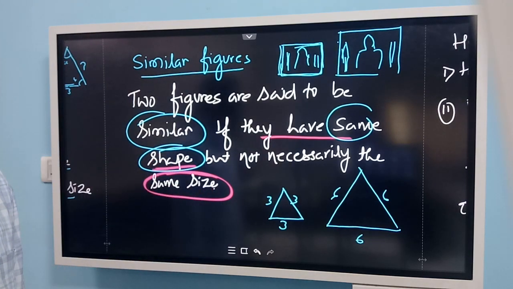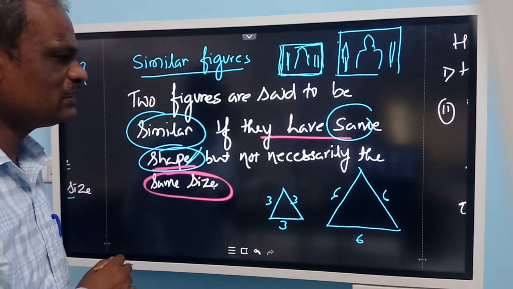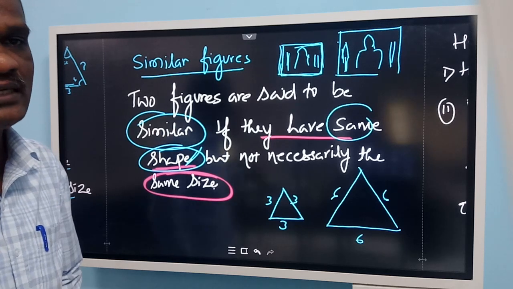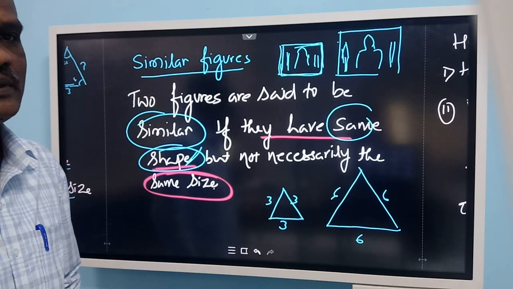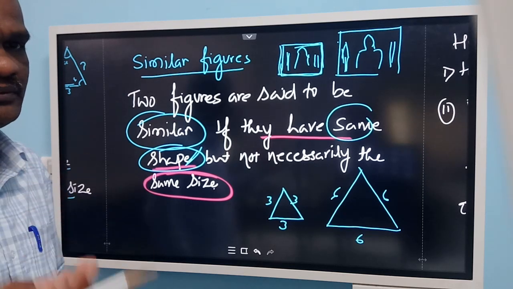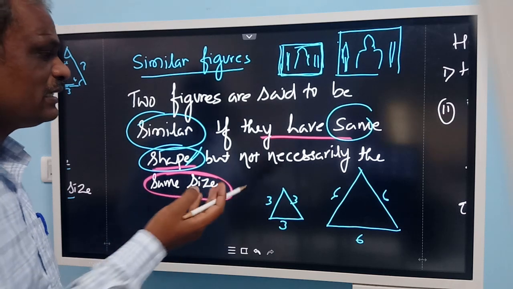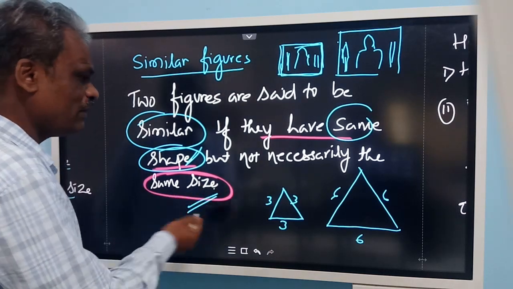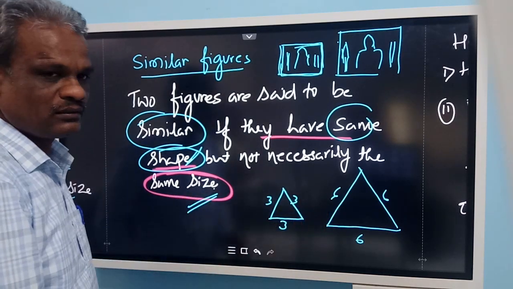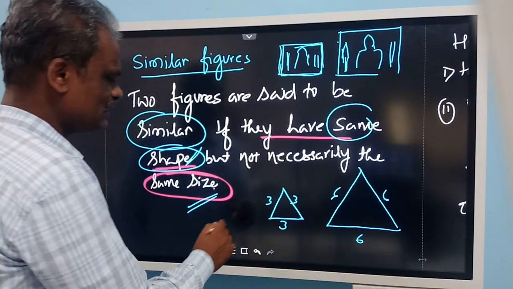figures. Two geometrical figures are called similar if they have the same shape, but it is not necessary to have the same size. If they have the same size, then we call them congruent also. So for congruent figures, they should be of same size as well as same shape. But here it is not necessary to have the same size. It may be of different sizes, but shape should be same. Such figures we call similar.